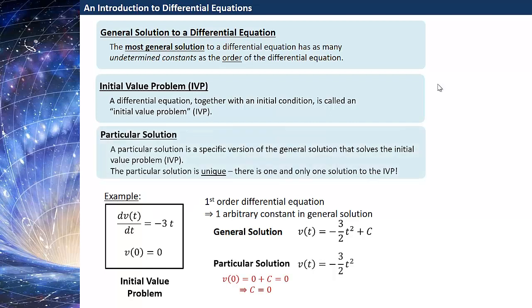And then finally, the particular solution to a differential equation is a specific version of that general solution that solves the initial value problem. So, for instance, for this general solution, if I want to impose the initial condition that v at t equal to 0 is 0, I plug that into my solution, and I find that the constant c has to be equal to 0 in this case. And so my particular solution that solves the initial value problem is v of t is equal to minus 3/2 t squared. Note that the particular solution actually is unique. There's only one solution to the initial value problem for a given differential equation, for any given system. Okay, so I hope that gives you a brief overview of differential equations.